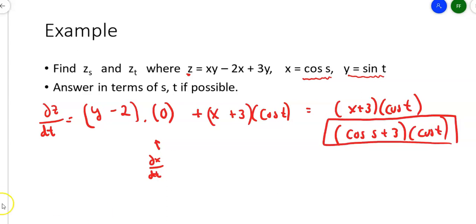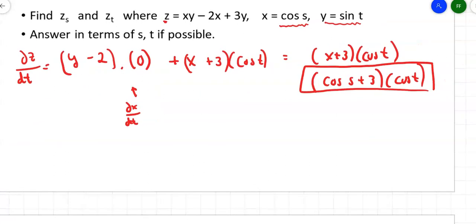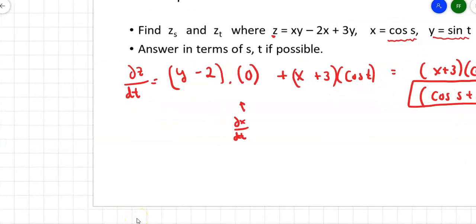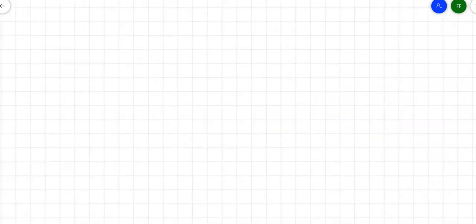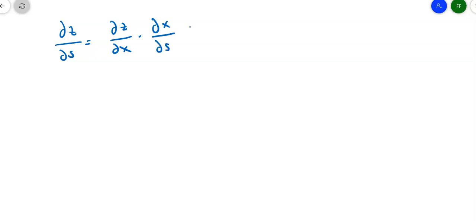All right, what do I have to do for the second one? For the second one, I need the derivative of z with respect to s. So the derivative of z with respect to s is going to be the derivative of z with respect to x times the derivative of x, and this time with respect to s, and then dz dy times dy ds. Now you realize the first two answers are going to be the same. The derivative of z with respect to x is still y minus 2. Hasn't changed since the last problem.